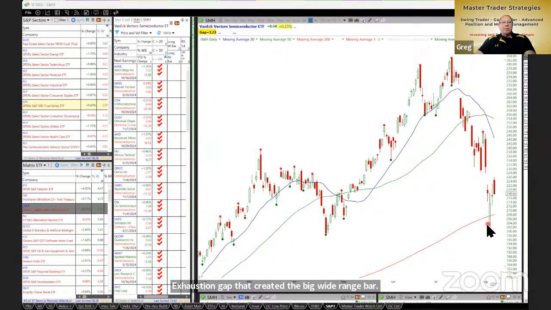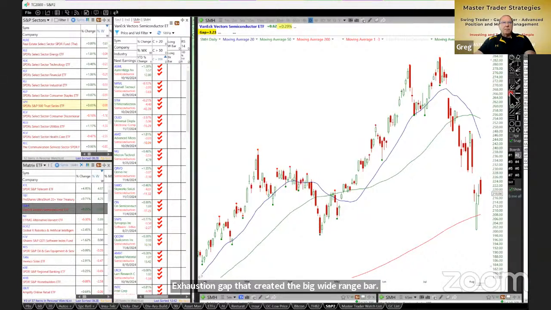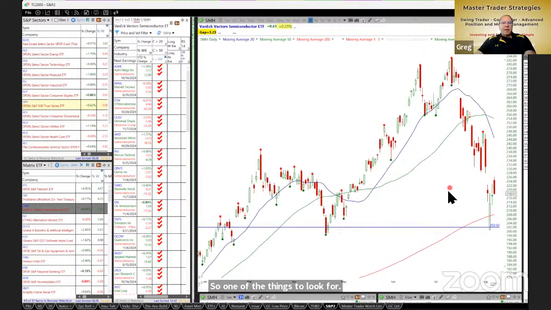That created the big wide range bar, and notice it's in an area of support. So one of the things to look for when you see something come down in a climactic way, or which could be a gap, and there's a reversal, look to the left. It's on a support area. That's where buyers are going to be.